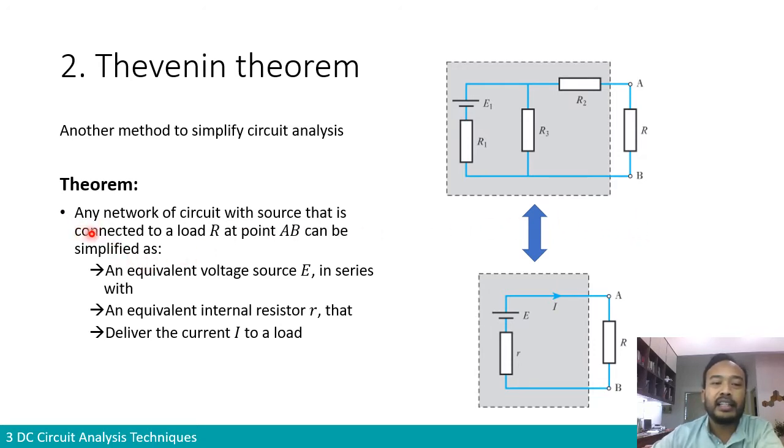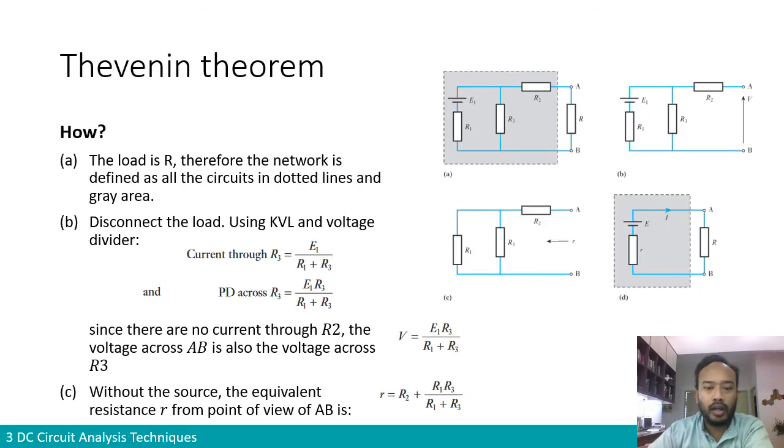The theorem, in proper wording, says any network or circuit with sources that is connected to a load R at point AB can be simplified as an equivalent voltage source E in series with an internal resistor R that delivers the current I to the load resistor R. So how do we find this equivalent constant voltage source with internal resistance R? How do we apply this Thevenin theorem in this particular circuit?